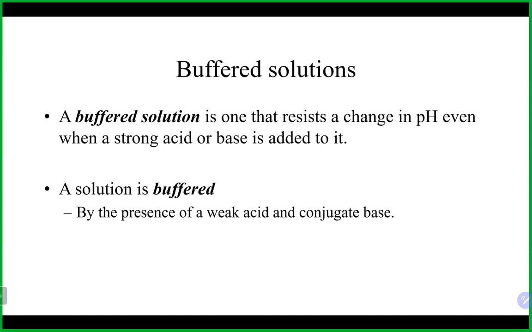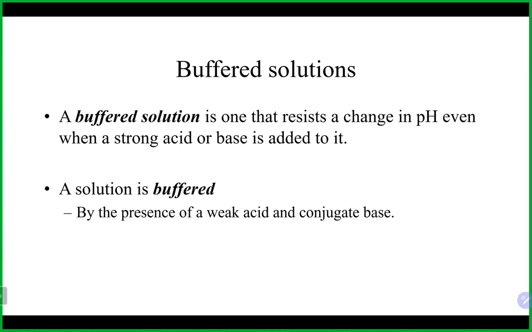Let's say you made a buffer at a pH of 5. If you added additional acid to it, it basically would hang out around 5. It wouldn't have a very big jump in pH. Maybe it goes down a little bit, maybe to like 4.9, but it will not go from a pH of 5 all the way down to a pH of 1. So you won't get a really big jump in pH when you add acid.